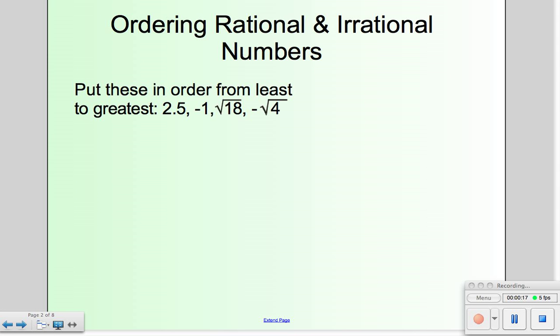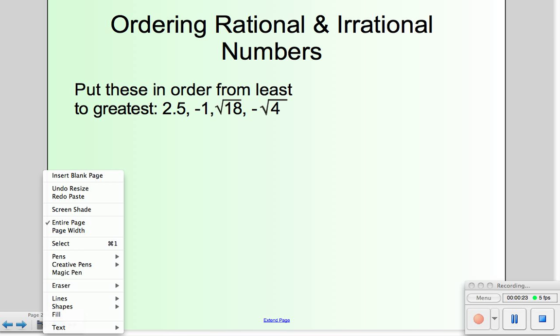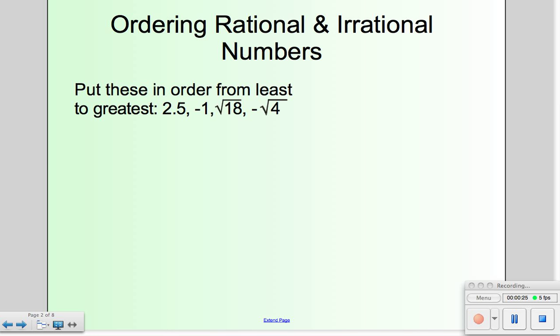Moving on. You might see a problem that looks like this. Put these in order from least to greatest, and it looks like there's a mix of rational and irrational numbers because that's a terminating decimal. We remember that means that it's rational. It could be expressed as a ratio. That's an integer. -1 is an integer, so that's a rational number.